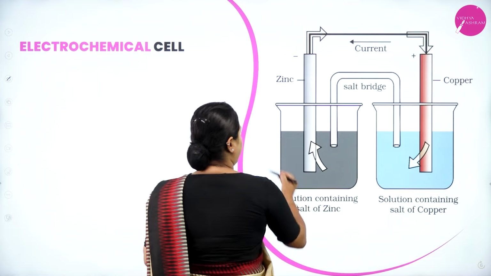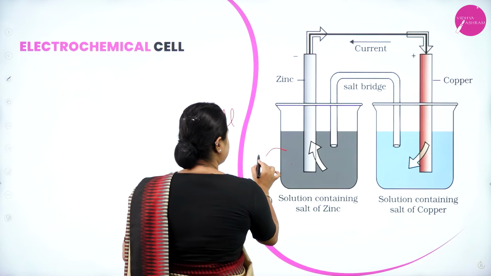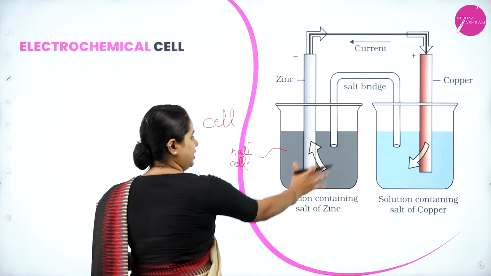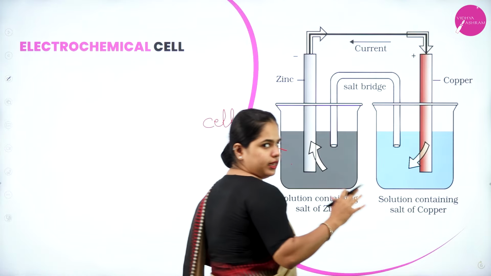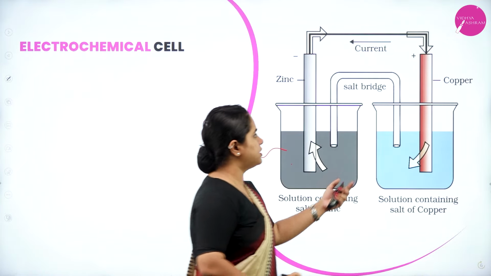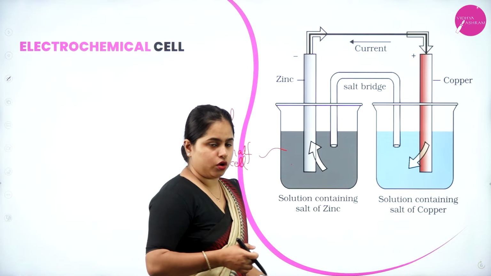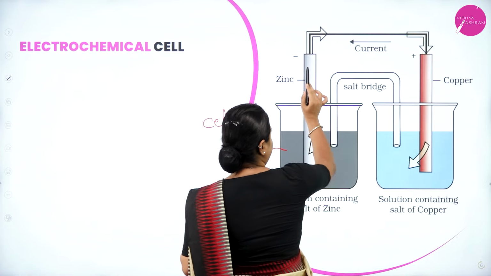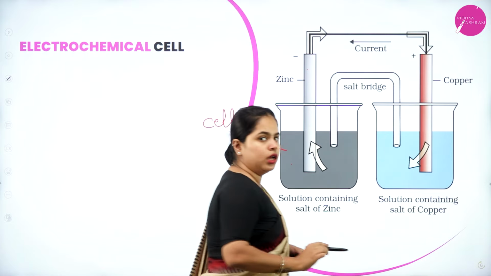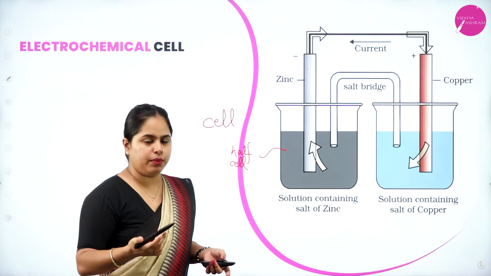Now only this part, that is the beaker containing the electrolyte and this electrode, is called one half cell. Right, so this is one half cell, and this is another half cell, that is the electrolyte plus this electrode. Now these two electrodes, you can see one electrode here, another electrode here. These two are connected by a wire through which the current will be flowing.